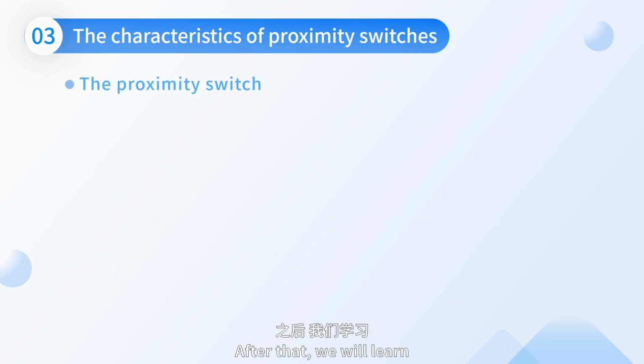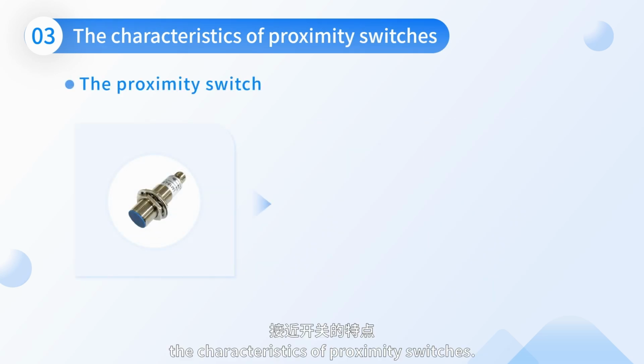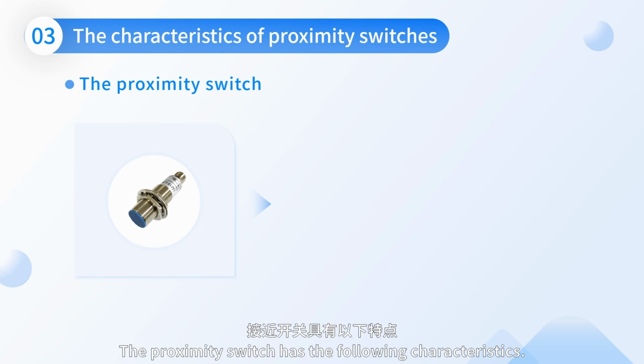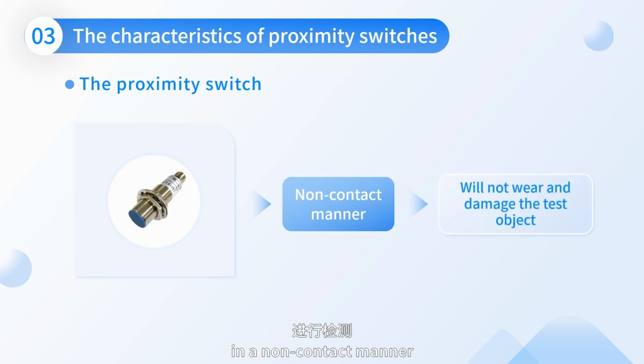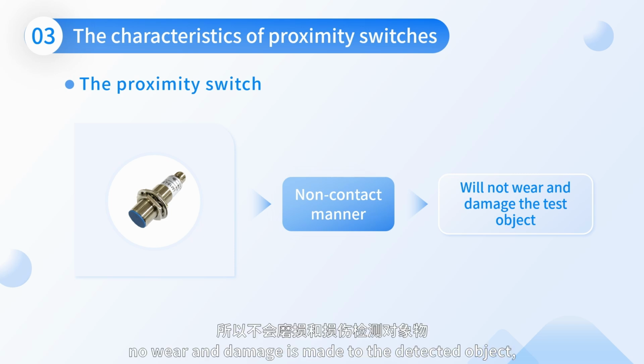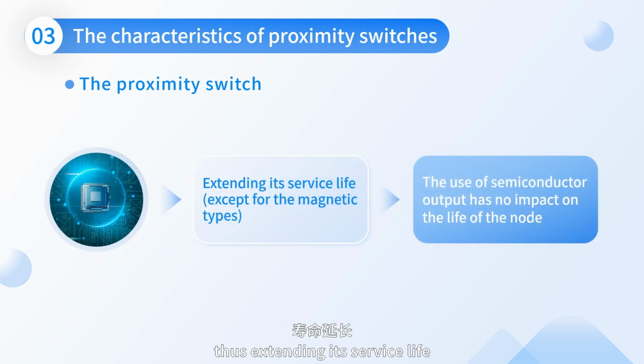After that, we will learn the characteristics of proximity switches. The proximity switch has the following characteristics. Since it can conduct detection in a non-contact manner without the need to physically contact the detected object, no wear-in damage is made to the detected object, thus extending its service life, except for the magnetic types. The use of semiconductor output has no impact on the life of the node.